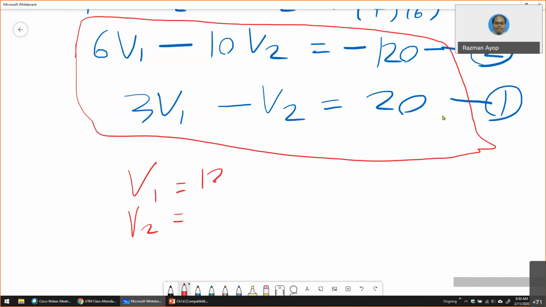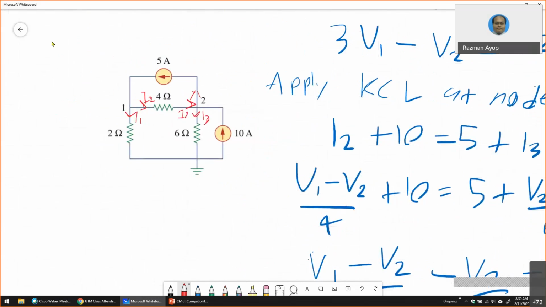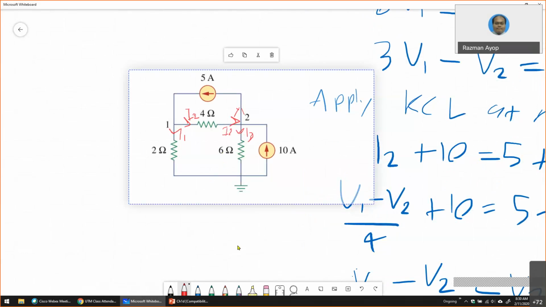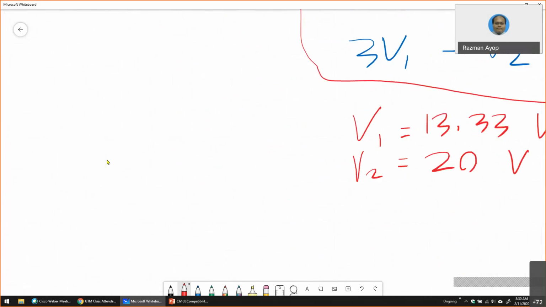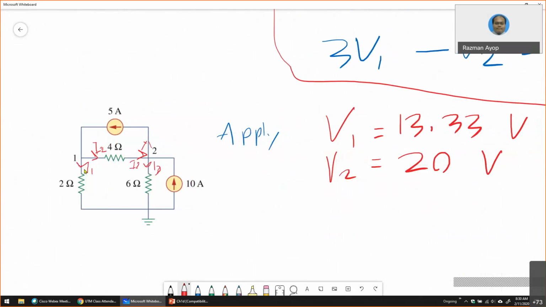13.333. 13.33. Okay. And how about V2? 20. 20 volt. So automatically you get the voltage. So automatically you get the voltage at node 1 is 13.33, and the voltage at V2 is 20.